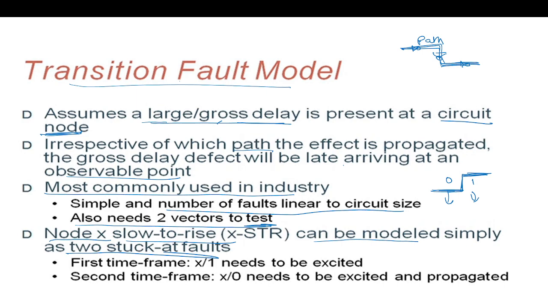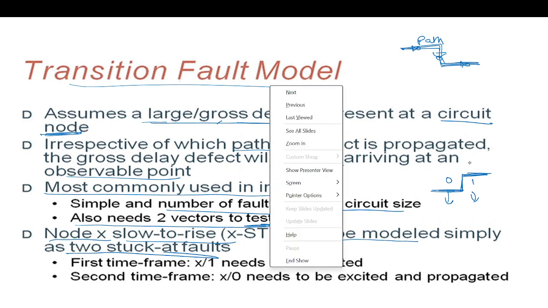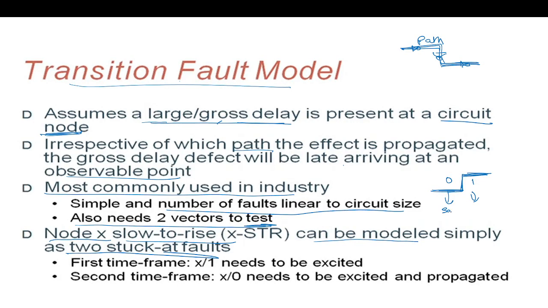So first time frame, X stuck at 1 needs to be excited. Like if we consider here it is stuck at 1, we need to excite this by applying 0. Next, second time frame, if we consider this is stuck at 0, we need to excite by applying 1. And then we need to propagate this to the output. So X stuck at 0 needs to be excited and also propagated. This is similar to stuck-at faults, and transition fault testing.